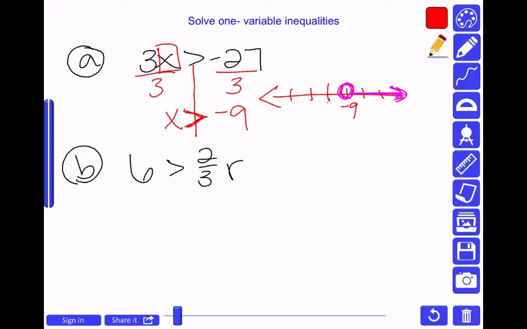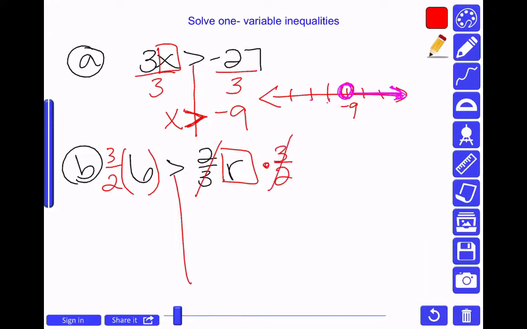Next we have 6 is greater than 2/3 r. So I want to get r by itself. In order to get r by itself, I need to divide by 2/3 because 2/3 is being multiplied by r. Remember, dividing a fraction is the same as multiplying by the reciprocal. So I'm going to multiply both sides by the reciprocal. 2/3 times 3/2 is 1.